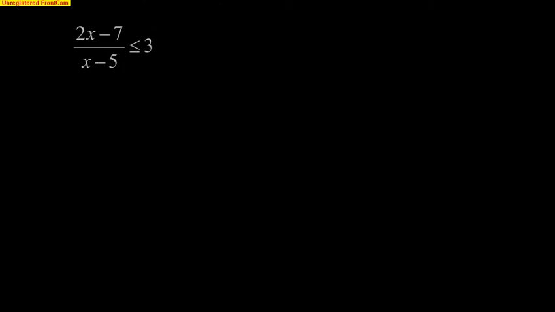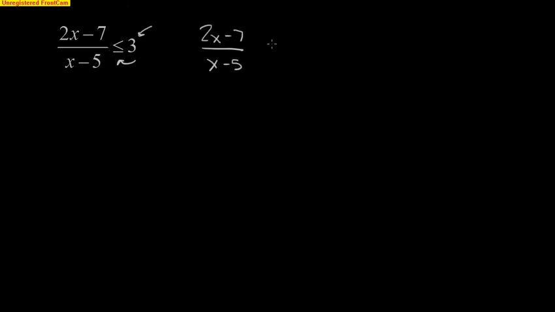Alright, this one's a rational equation. Okay, so there's some more algebra that's involved here to do this one. Alright, so first thing we got to do is we got to know that this has got to be a 0 here. So we have to move the 3 over to the other side. Alright, so I'm going to start with 2x minus 7 all over x minus 5. And I'm going to do minus 3. I'll leave some space here, and that's going to be less than 0.